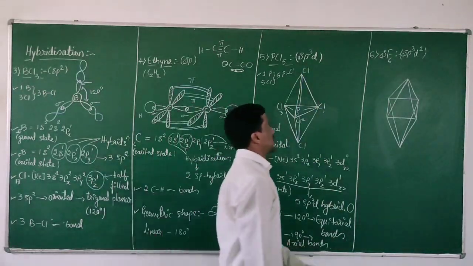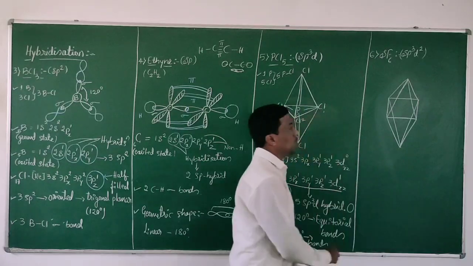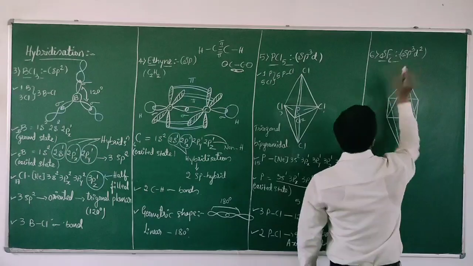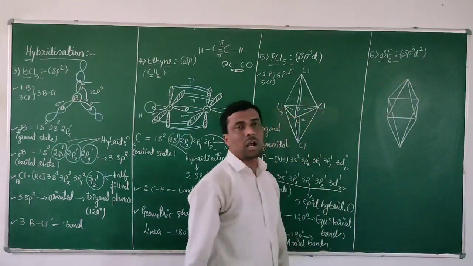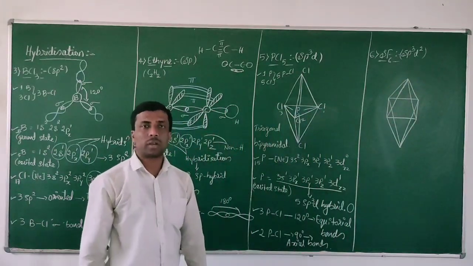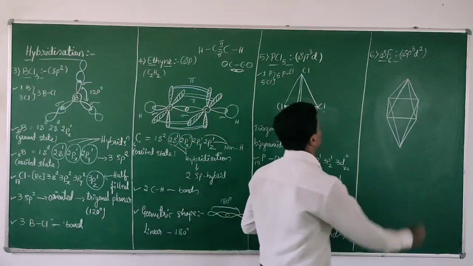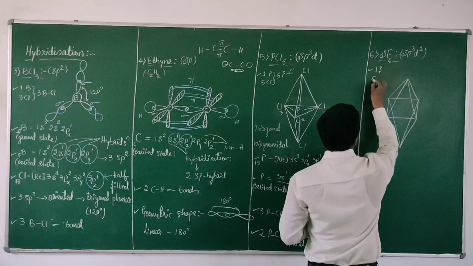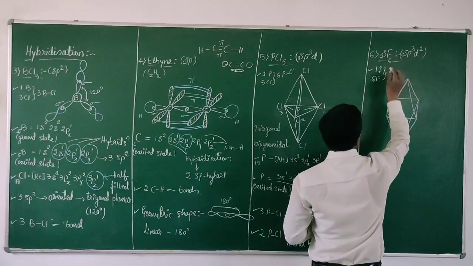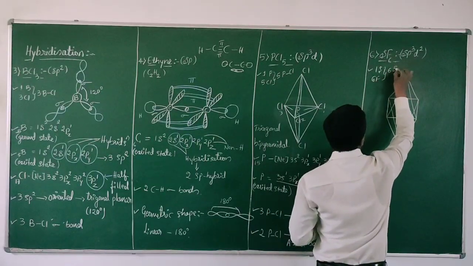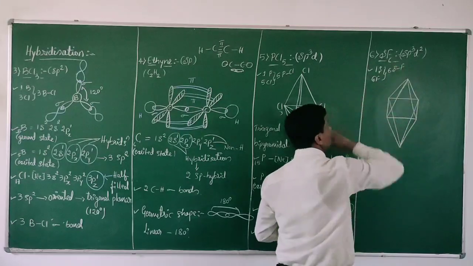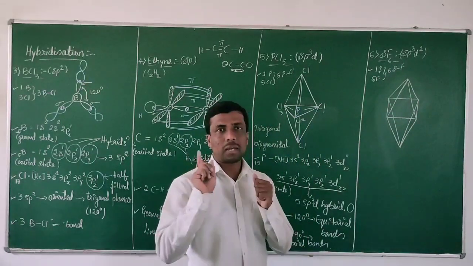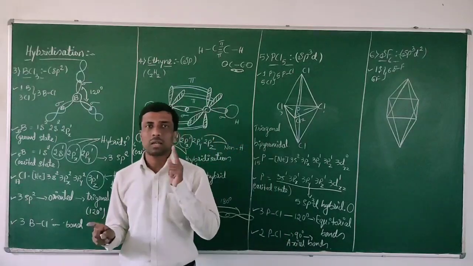Okay. Next, move towards the last molecule, that is the SF6 molecule, sulfur hexafluoride. Here, one sulfur atom and 6 fluorine atoms are there. Totally 6 SF bonds will be formed. It means 6 hybrid orbitals are necessary.